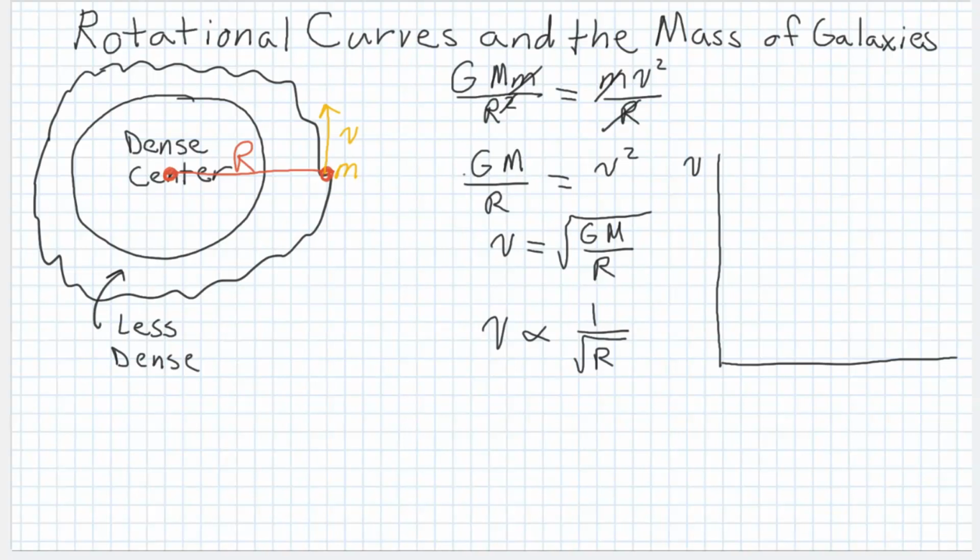This means that if I graph the speed of different stars in the less dense region of our galaxy against the distance from the center of the galaxy they are, I should get a curve that looks somewhat like this, where as you go out from the center of the galaxy in the less dense region, the speed decreases.